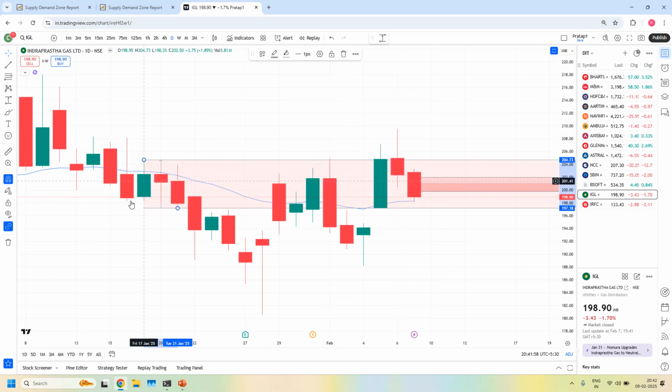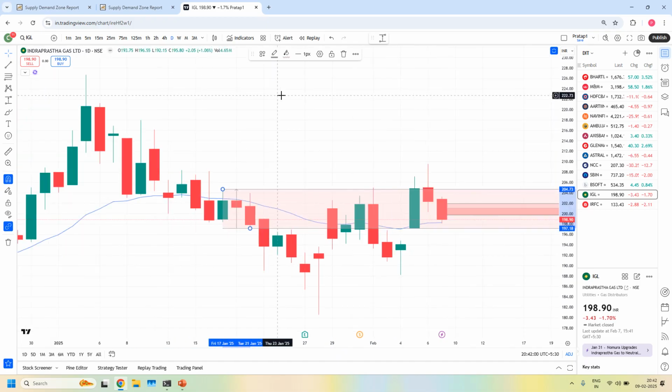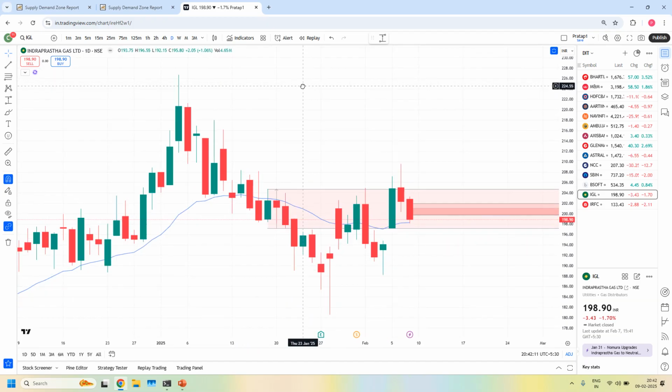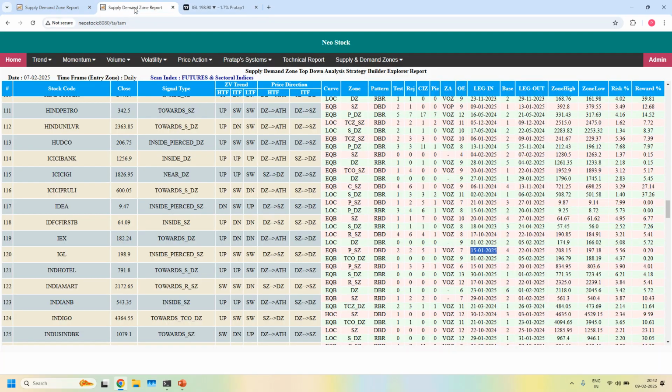So this is a pierced demand zone. It comes under the pierced zone strategy, and this stock may not be accurate. The reason is this zone is pierced. So how can we eliminate this stock from our software? Simple. Set the pierced count to 0 even in the daily reports.